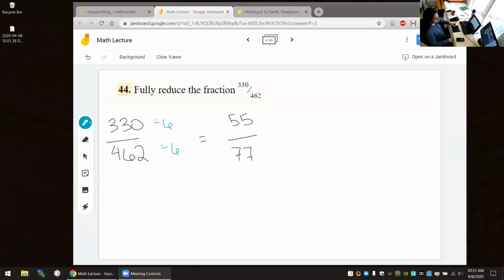Okay, back to this. Okay, I'll keep going. So 55 and 77, it looks like those are things that I can do divided by 11. And then we have 5 sevenths.